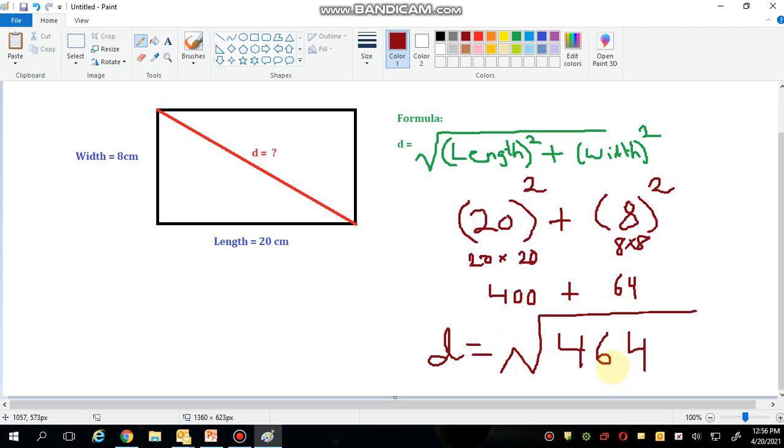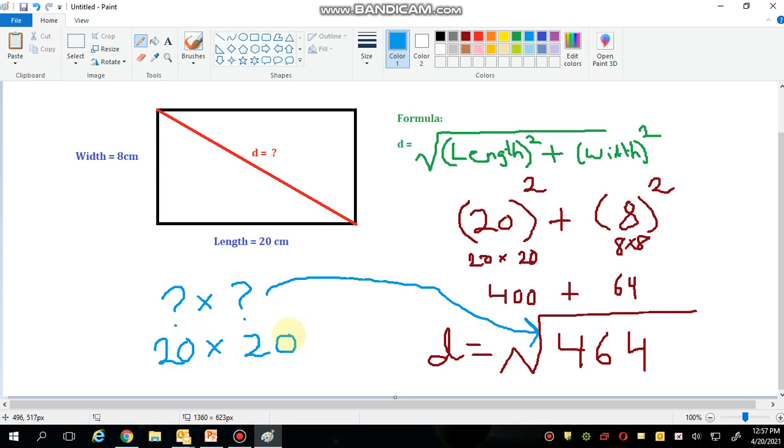But sometimes you may be asked to estimate or try to find a number that is close to the square root of 464. And how do you do that? You're going to have to come up with this fantastic technique called guessing. That's all you can do. Guess. So, I'm trying to think of some number multiplied by the same number that is going to give me an answer very close to 464. Let me take 20 and 20. Well, I know that 20 times 20 is 400, and that is very close to 464, but not close enough.